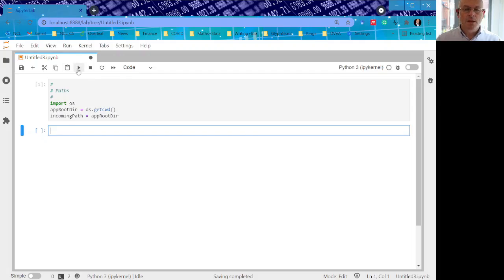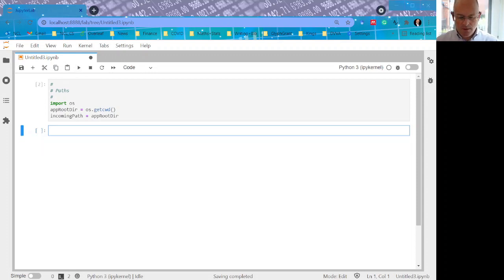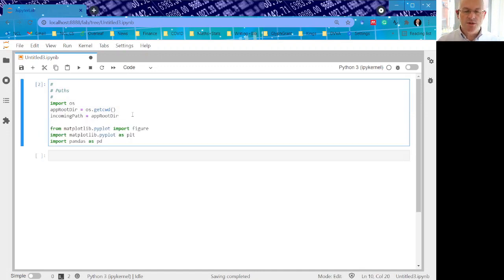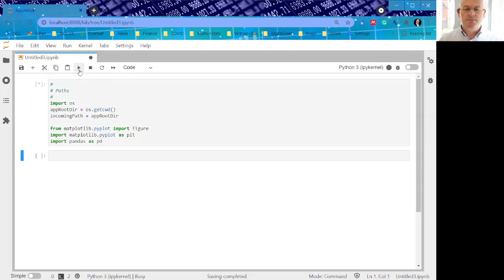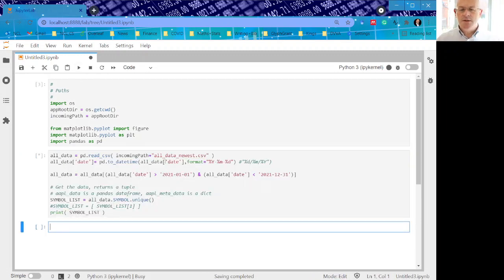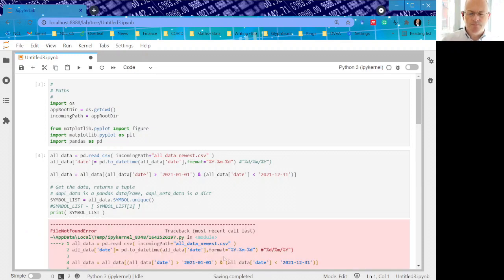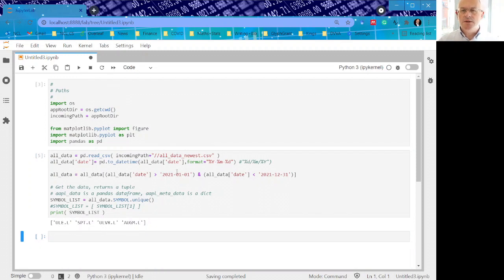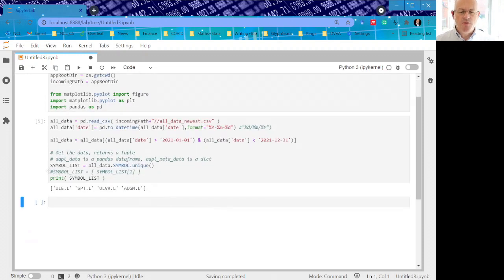So I'll go back to Jupyter Code and we'll just check that it still runs. And indeed it does. We'll import the libraries we need. And we're only going to use standard matplotlib libraries here. This code reads in the data, so we're bringing in the same data we downloaded from YFinance before, for the 4 companies, ULE, SBT, ULVR, and AUGM. And we've extracted a symbol list of all 4 companies.